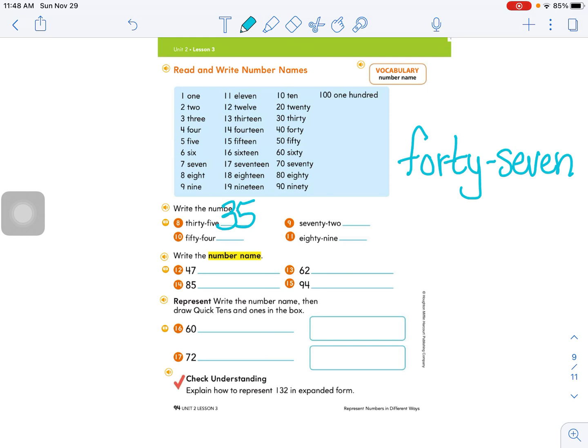And then the last part of the assignment down for 16 and 17 is it wants you to actually write the number name and also make a quick 10s or 1s in the box. We've also been kind of calling those proof pictures.